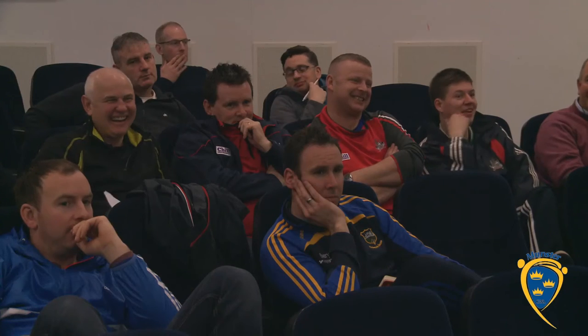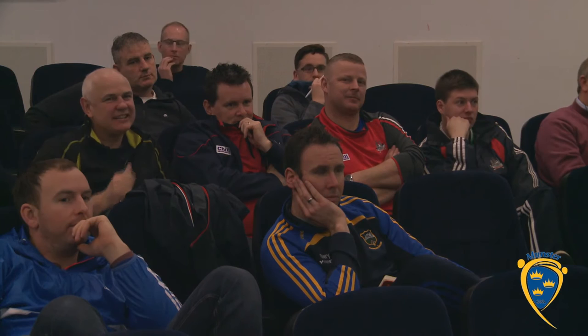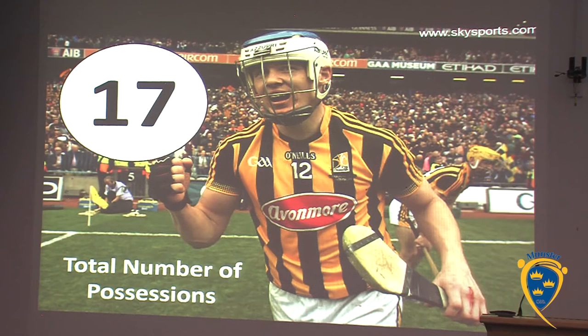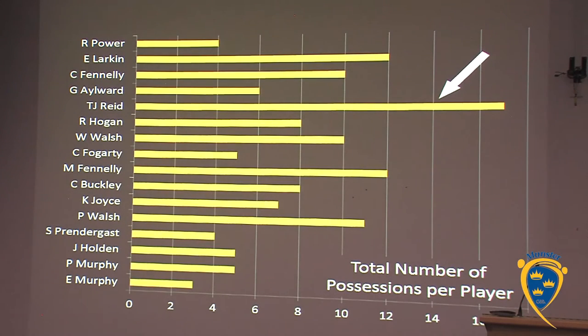So, 17 times in that 74 minutes, he had to make a decision about what to do, when to do it, where to do it, and who to do it with. That's on the ball. 17 times. Now let's think about the rest of the Kilkenny players and what they had to do. So let's think about TJ Reid, and he's all the way out there with 17.